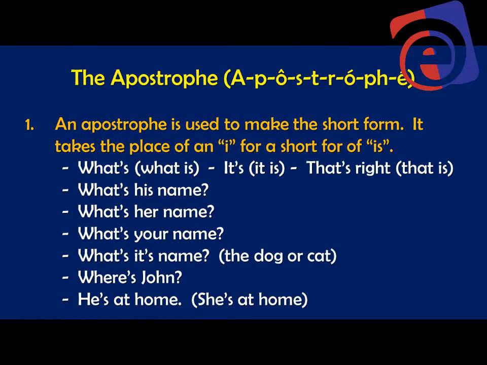What's its name? The dog or the cat. What's its name? Where's John? He's at home. See, where's, W-H-E-R-E, apostrophe S. The apostrophe takes the place of the I. Where is John? But we short form. We say, where's John? He's at home. H-E apostrophe S. He's, he is at home. She's at home.